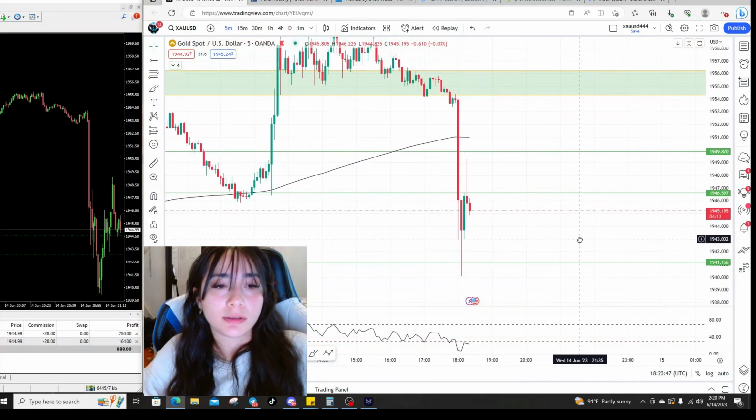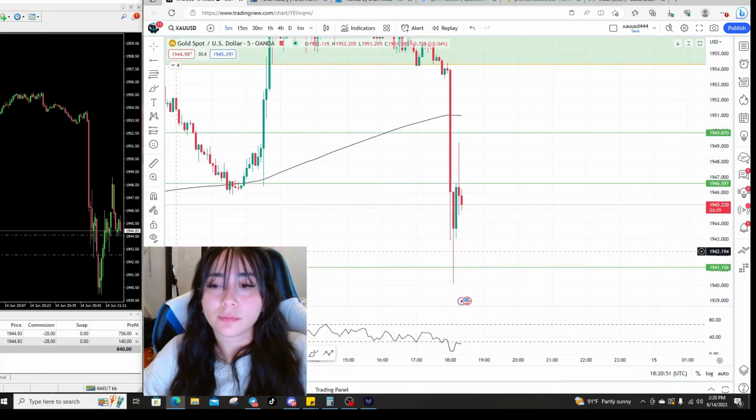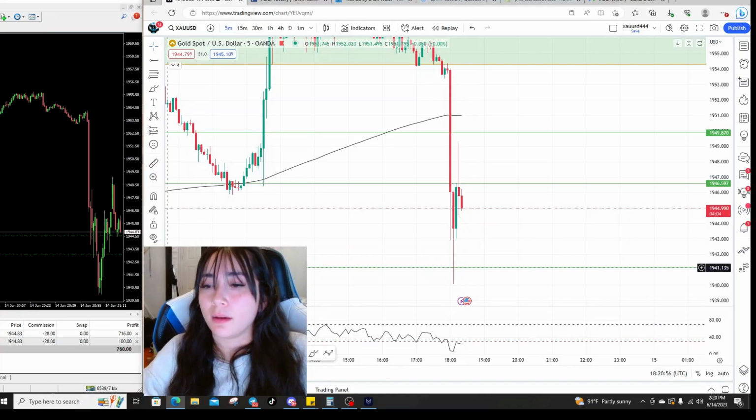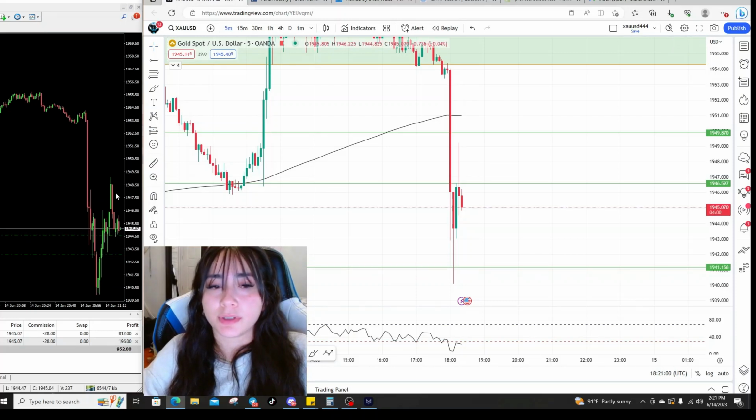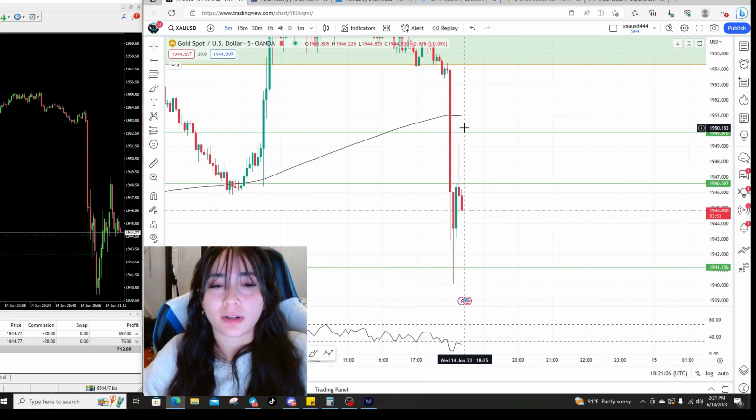Zoom in. All right. So maybe a test here of 1943 and then a push up back into the little resistance, right? Maybe a little bit higher. I'm thinking max 1951, which would be our TP3.